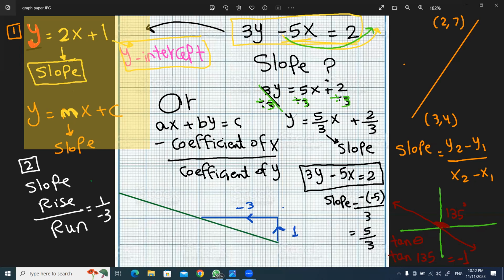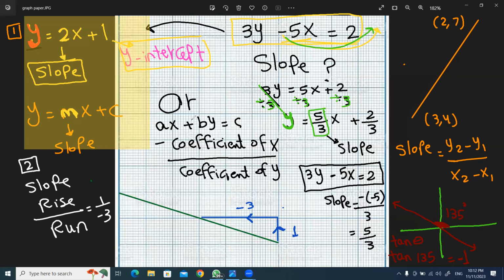Cancel 3 and 3, and you are left with y, which is what I need. So y is equal to 5 over 3 x plus 2 over 3. So the slope in this case is the coefficient of x, which is 5 over 3.